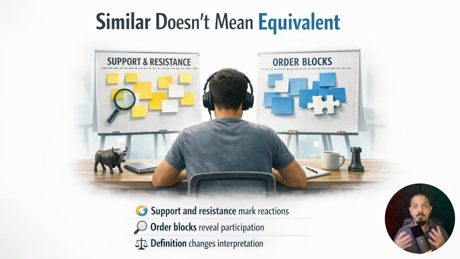At this point, you might be wondering whether order blocks are the same thing as support and resistance. While both concepts are used to identify important price levels, they are not identical, and there are key differences between how they function and how they are defined. The first difference lies in how each one forms.